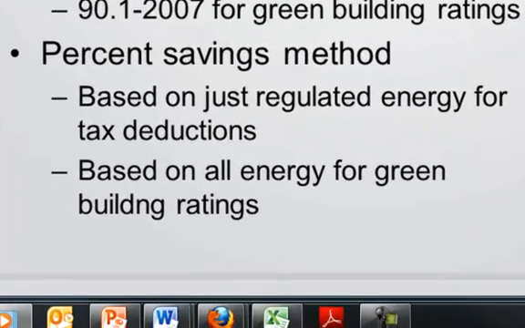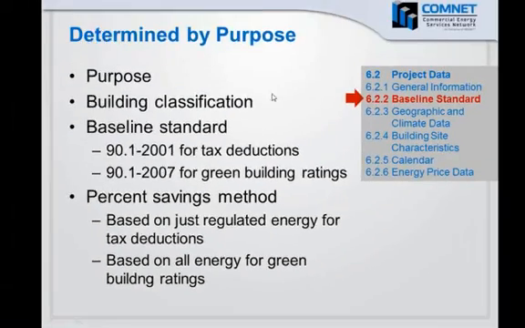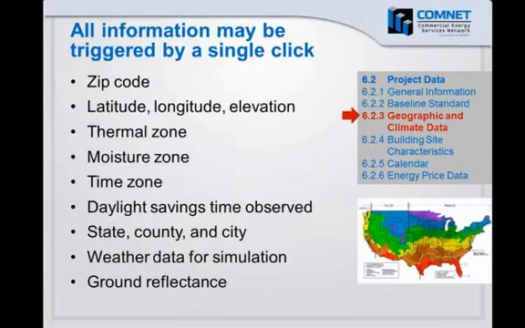The method used to calculate percent savings is also different by purpose. When you're doing tax credits, you only look at the regulated energy, basically heating, cooling, interior lighting, and hot water. But when you calculate percent savings for green building ratings, you look at all of the energy, including process, plug loads, commercial refrigeration, everything.